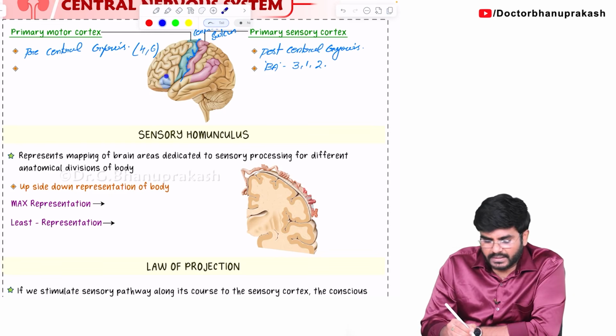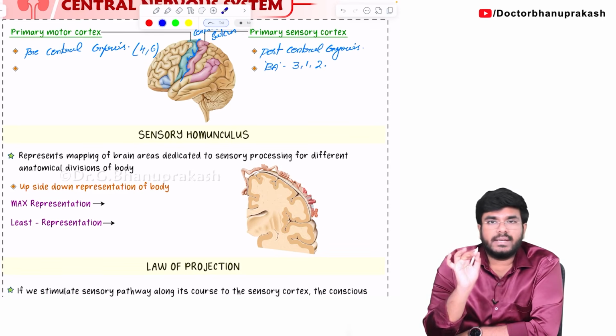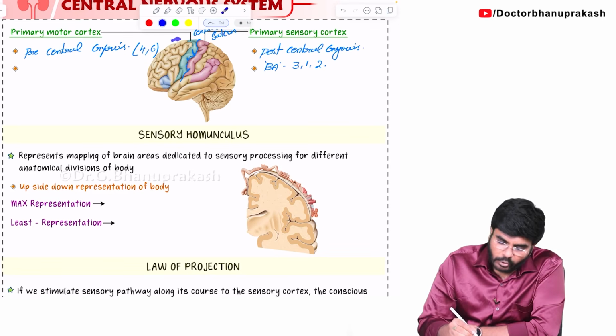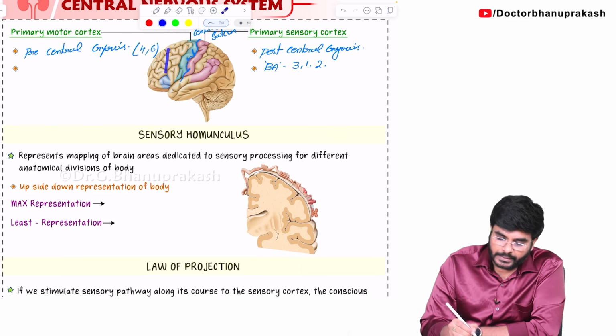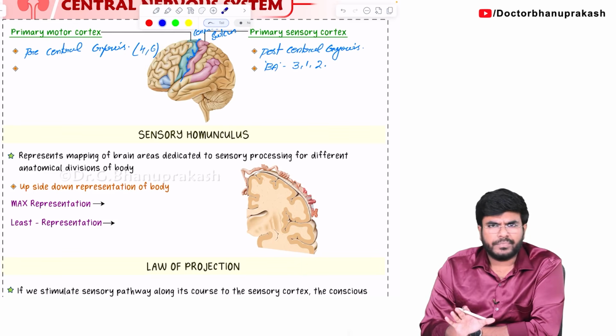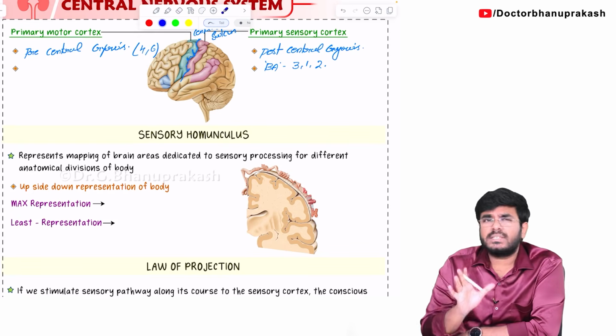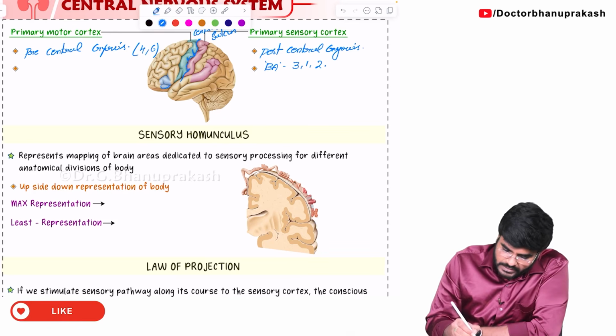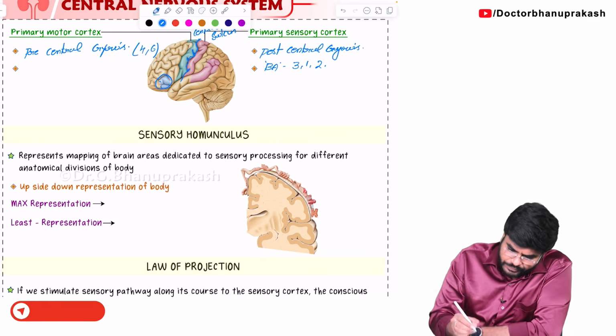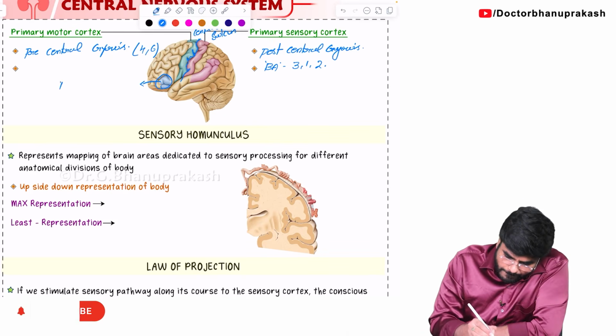And you tell me where exactly this Broca's area is located. See, Broca's area is located in the frontal cortex, without any doubt, and that too inferiorly. Will you agree with me? So Broca's area is located in the inferior frontal gyrus. This area which I am highlighting is your Broca's area.